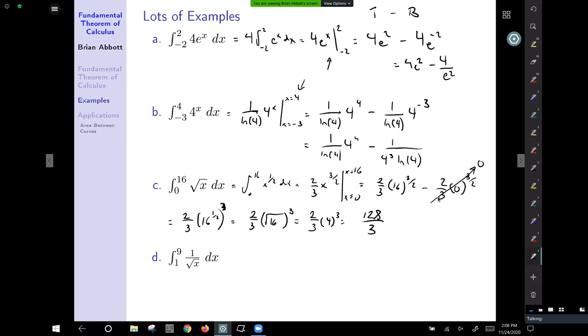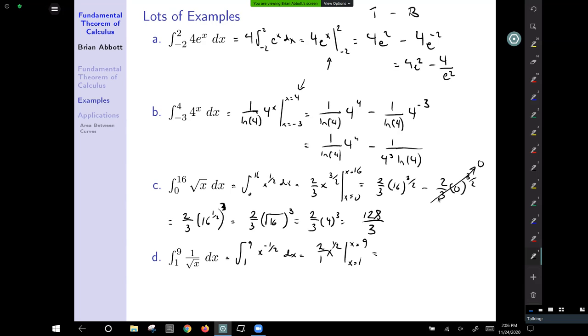Last but not least, we've got 1 over the square root of x. Well, similarly, we're going to rewrite this as a power, and that's going to be x to the negative 1/2 power dx. Apply our power rule to get x to the negative 1/2 plus 1 gives me 1/2, multiplied by 1 over 1/2, so multiplied by 2 over 1. And evaluate this from x equals 1 to x equals 9. I said that in the wrong order. Apologies.